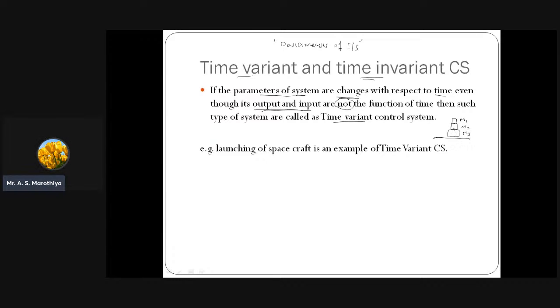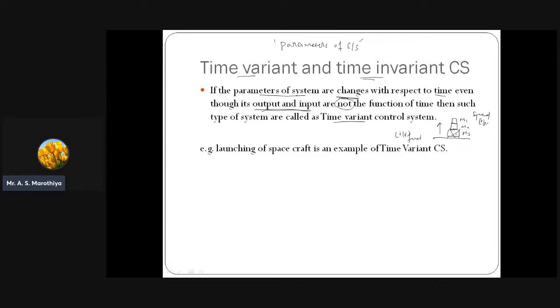And here the input to this particular system is the fuel, and the output of the system is the speed. So output is speed and input is fuel. Now suppose the launching of this particular system begins, so what will happen? Initially, up to a certain distance, this system is going to move in the upward direction, and up to a certain distance, maybe say 1000 kilometers above the earth's surface, or 2000 kilometers above the earth's surface, the third portion of the system gets detached from the main system.